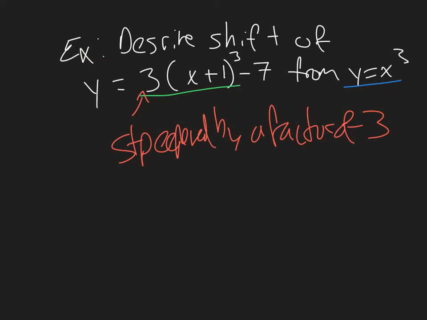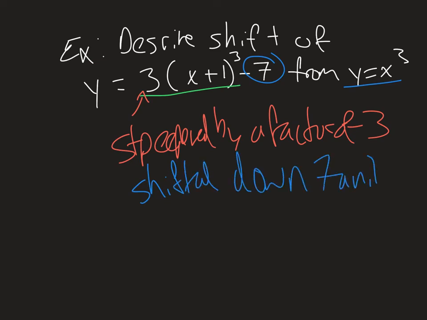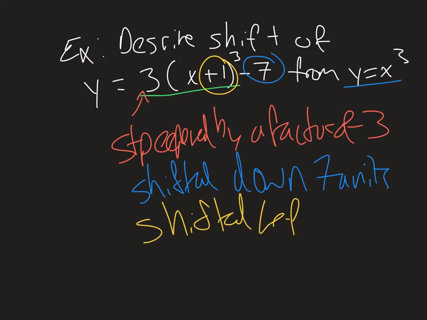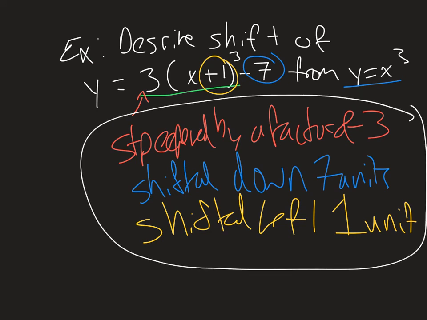And then I'm looking at the -7. This is telling me it's shifted down 7 units. And I'm going to look at the 1. This is telling me it's shifted left by 1 unit. And this is it. That is the description.